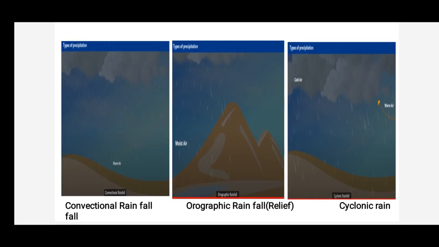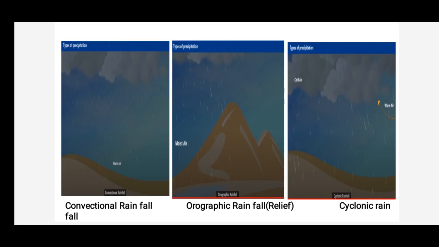Convectional rainfall occurs when the warm air rises up and condenses. Warm air is hot, no? So it is light in weight. It goes up and there in the tropopause, it is very cool, no? So it cools down and condenses. This water vapor turns into small water droplets. Okay, so convectional rainfall occurs in that way.